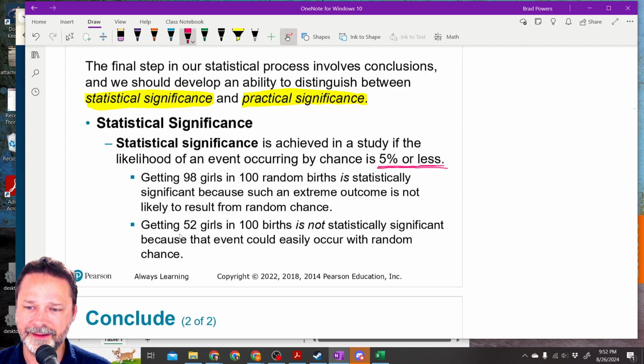And then getting 52 girls in 100 births, that is about half. That is not statistically significant at all because it's very likely that would happen. We'd expect that to happen. So now what? Okay.